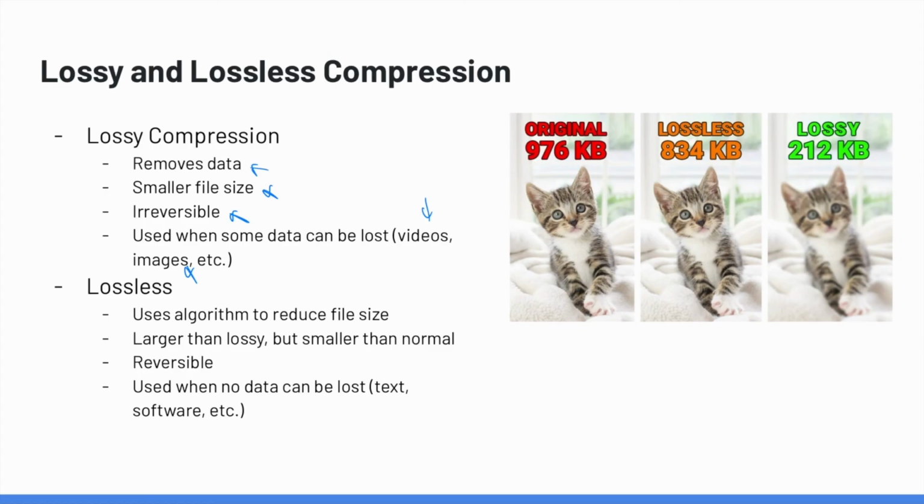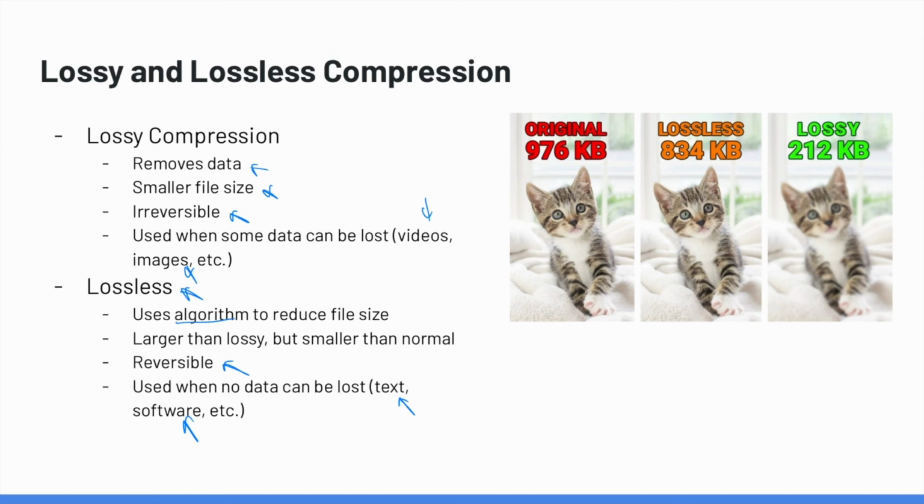Now, the other type of compression is going to be lossless compression. And this is when we use an algorithm to reduce the file size. So we're actually not getting rid of any data, but we're still able to reduce the file size. This results in a file size for that particular file that is still larger than with lossy compression, but still smaller than if we didn't use any compression at all. Because we're using an algorithm, this type of compression can be reversed. We use this when no data can be lost, for example, with text or software, which is made up of code, or something else where we really can't afford to lose any data.